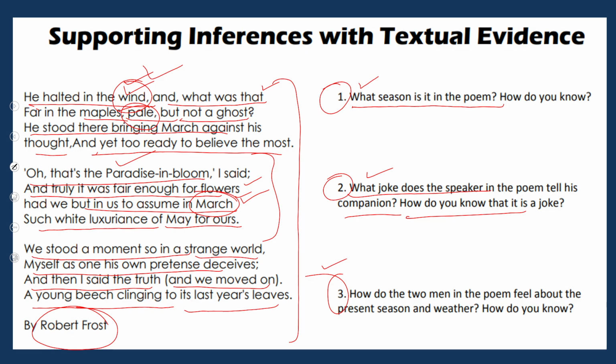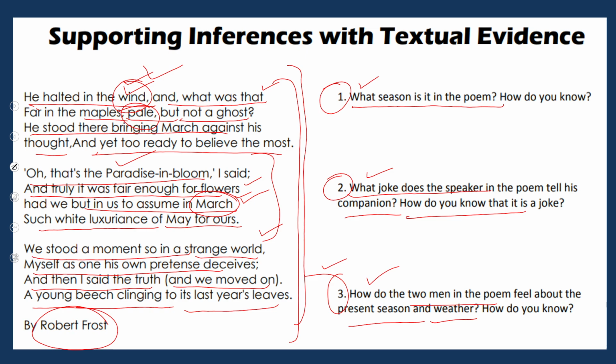The third question is, how do the two men in the poem feel about the present season and weather? Now, the question here, in order to answer this, you have to read the poem again and prepare your answer. And you can also give evidence from the poem itself.